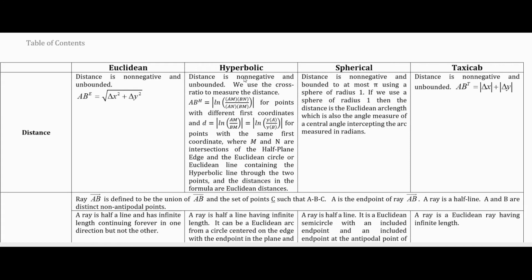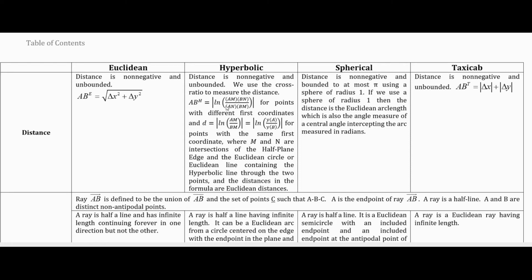A little more complicated to find the distance in hyperbolic geometry, but it's still non-negative and unbounded. It uses the cross ratio to measure the distance. If you take AB, you take the natural log of the Euclidean distance from A to M times Euclidean distance B to N divided by the distance A to N and B to M. These are Euclidean distances.